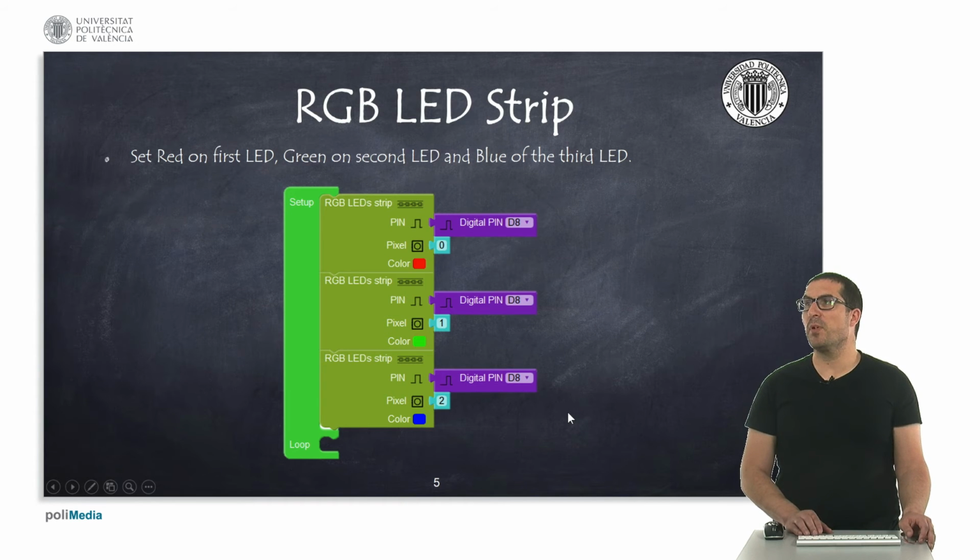So in this first example here, I'm just simply setting up the three colors, one for each of the LEDs. As you can see here, the first LED, the second one, and the third one. So the first one will be red, the second one will be green, and the third one will be blue. And obviously they are connected to pin D8 as I said before.